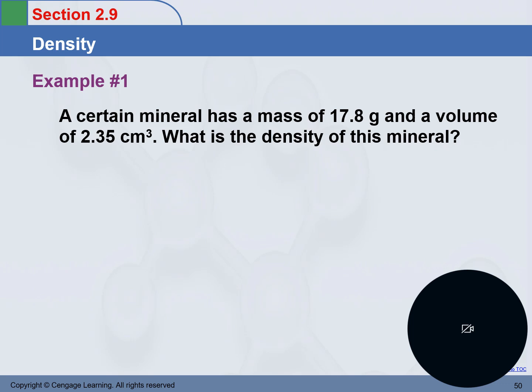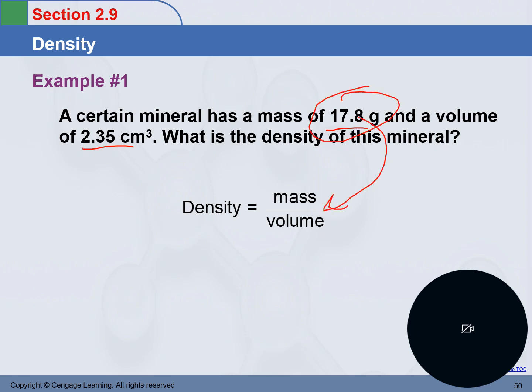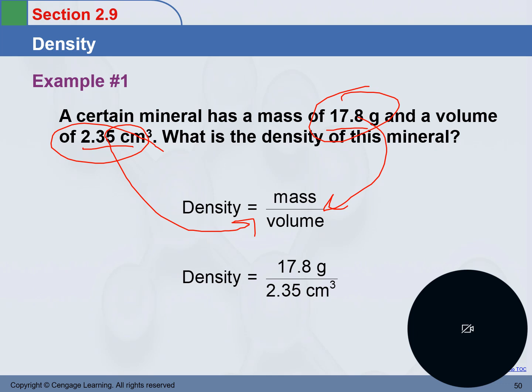Here's just a sample problem where they're trying to figure out the density of the mineral. Mass is given as 17.8. Volume is given as this. Here's our equation. Take our mass, plug it in here. Take our volume, plug it in there. You end up with something like this, and then you just divide two numbers and you get your answer as this right here.